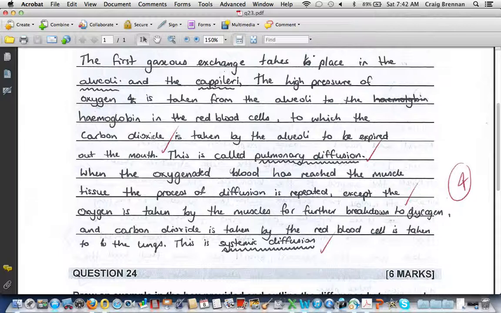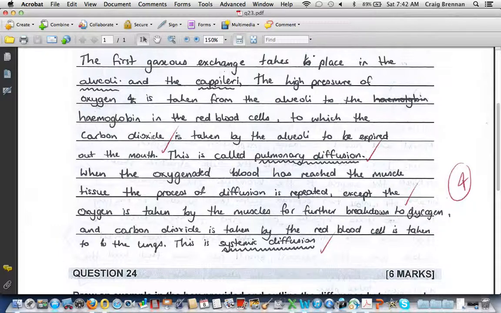So we've shown both pulmonary and systemic diffusion, explained the whole process of the high pressure. So it's gone from one area of high level to a lower area. That's why there's been the exchange of gases. It's been expired or breathed out the mouth. The rest is being used for further breakdown of energy. And that's a very, very well structured answer.